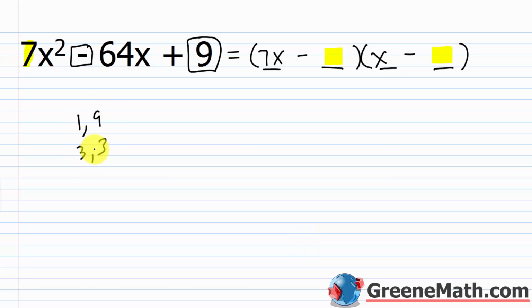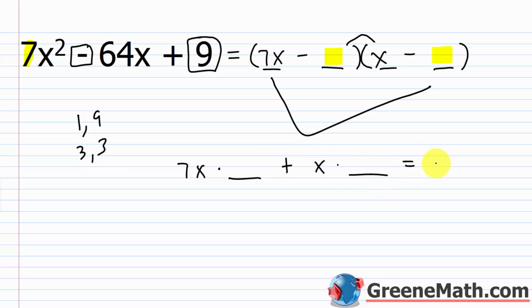Those are the only possibilities. So now you would work out the outer and inner, those steps in FOIL, and see which combination gives you the correct middle term of negative 64x. This would be your outer and this would be your inner. So 7x times something plus x times something should equal negative 64x. You can try 1 and 9, and remember we want negatives here, so I'm going to put a negative 1 and a negative 9.